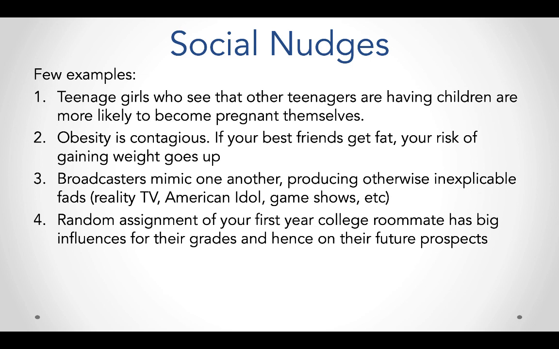Random assignment of your first-year college roommate has big influences on their grades and hence on their future prospects. So this is interesting, and it also applies a little bit to choosing your spouse, because random assignment of your first college roommate is a random choice architecture, right? Still random, still a choice architecture, and it has influence. If you have a good roommate, your grades will be better. If you have a bad roommate, your grades will suffer, right?